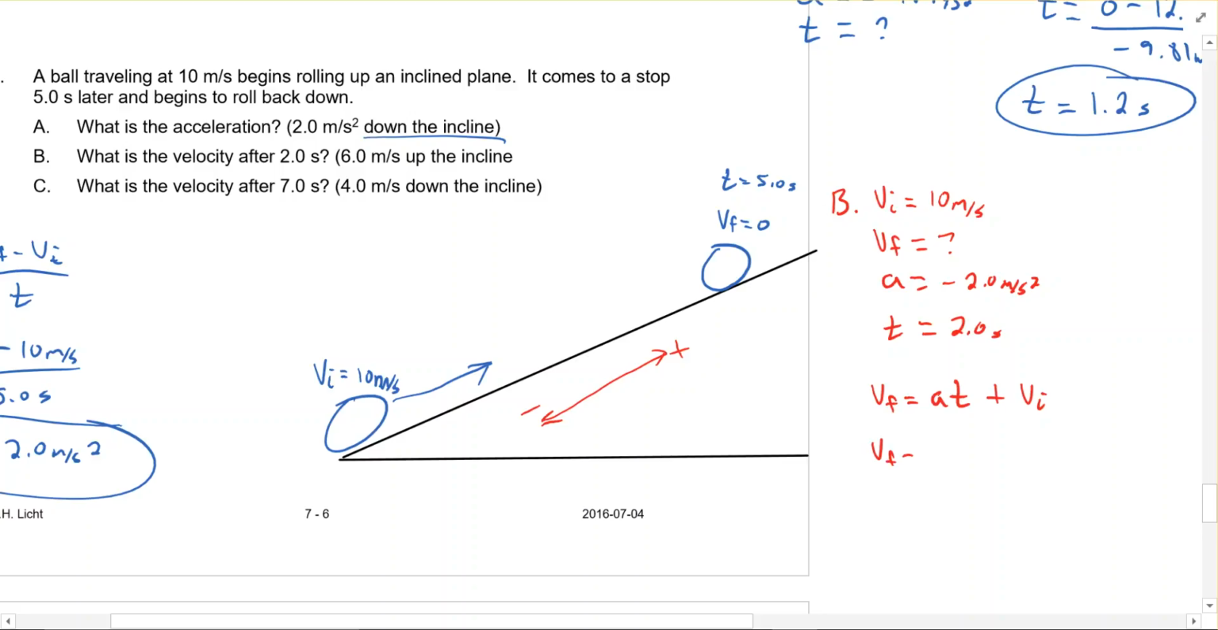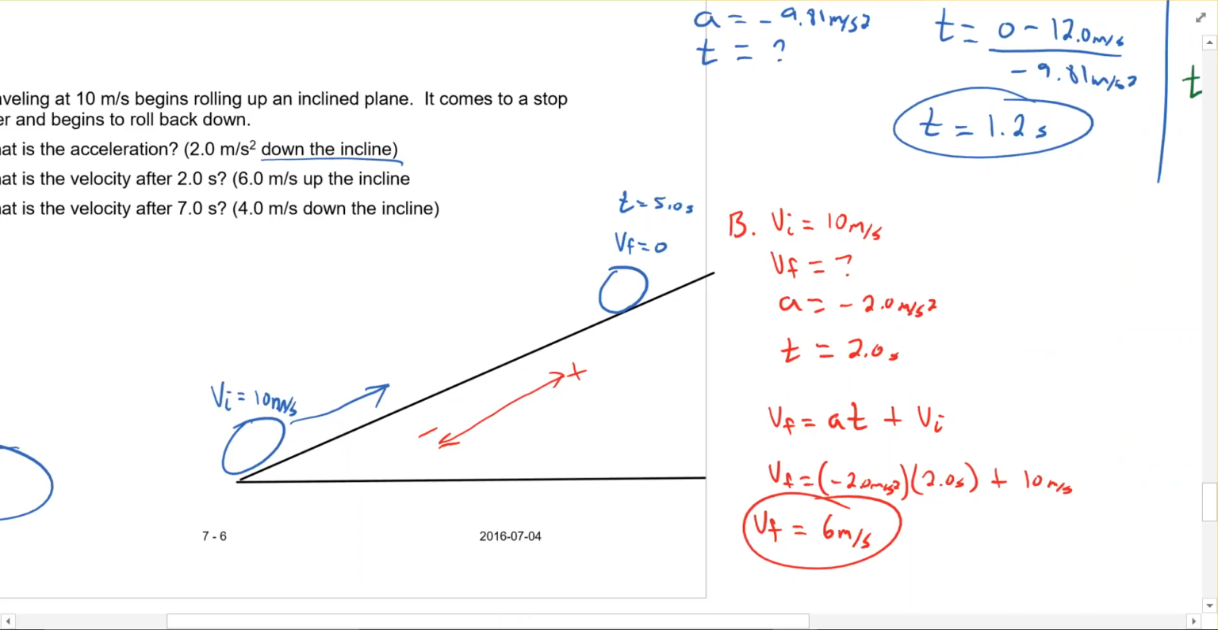Now VF is equal to negative 2 meters per second squared times 2 seconds plus 10 meters per second. So VF is equal to 6 meters per second. And 6 meters per second up the incline. Which again kind of makes sense, right? Because it takes 5 seconds to get to the top. So this thing is still on its journey up the ramp at that point.